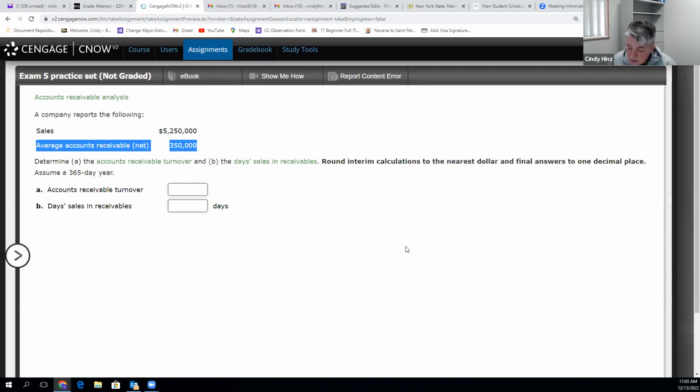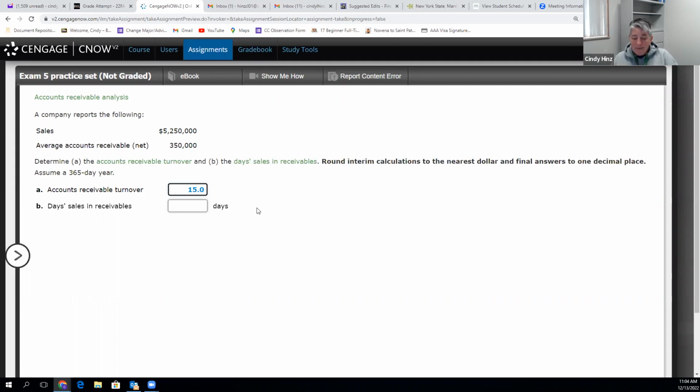So receivables turnover: sales of $5,250,000 divided by average accounts receivable of $350,000. And I got a turnover of 15 times. It says to round final answers to 1 decimal place. So on average, we're collecting our receivables 15 times a year. That's more than once a month. So our customers, we already know, are taking less than a month on average to pay us.